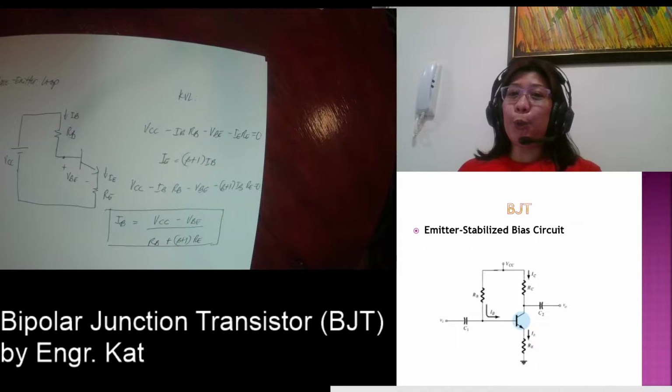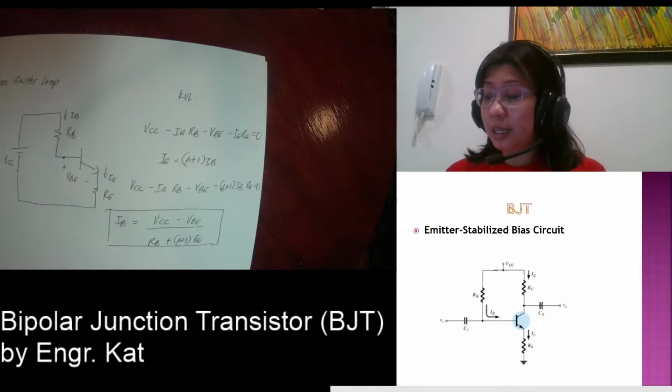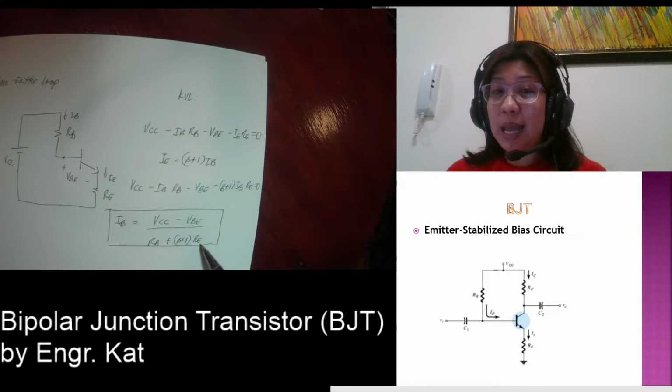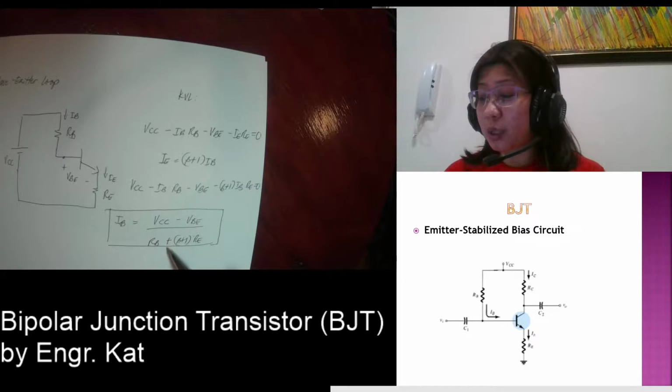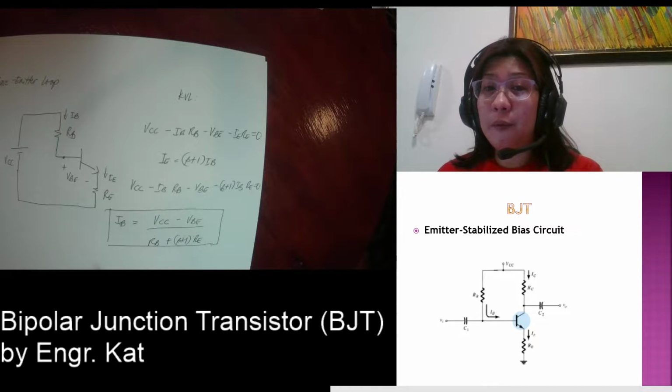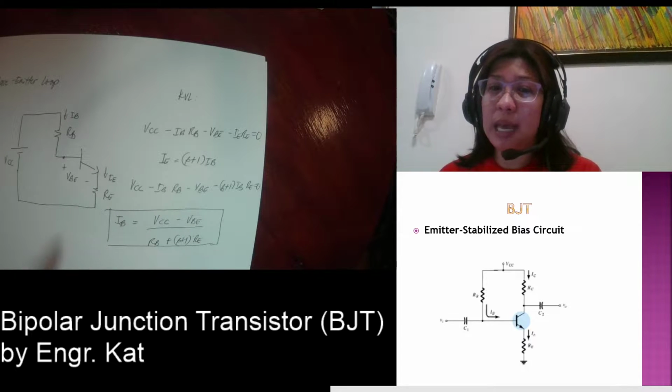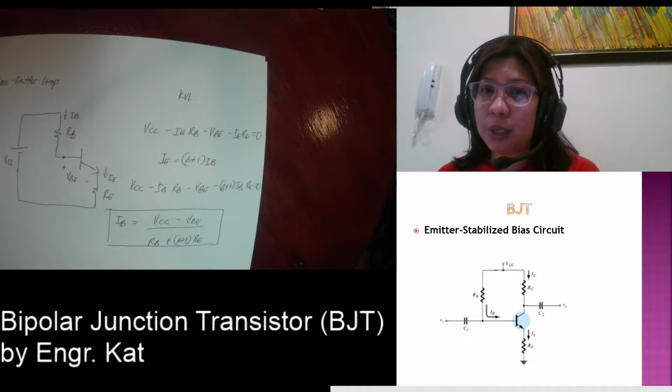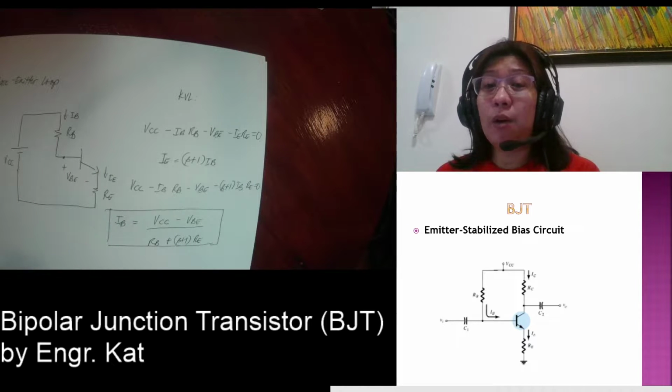Okay, so what's the difference? We have an additional resistance in our denominator plus the appearance of your beta. So beta now is a factor of your IB. Whenever beta changes, likewise IB will change. Unlike in the fixed bias configuration, when beta changes, IB remains the same. So it has a very big impact on IC.